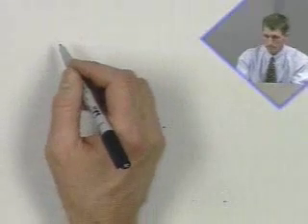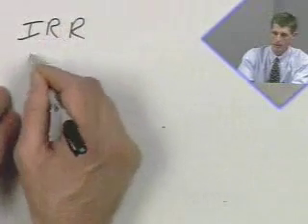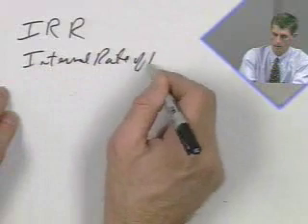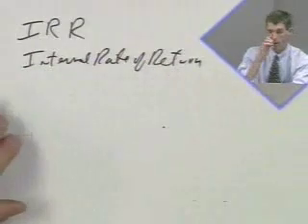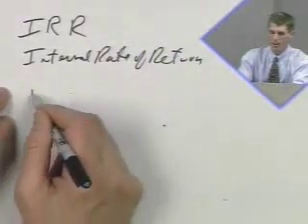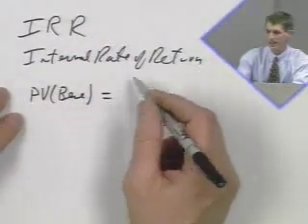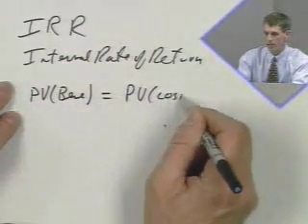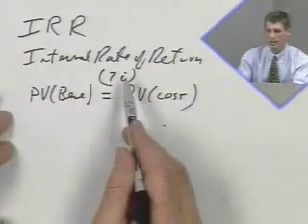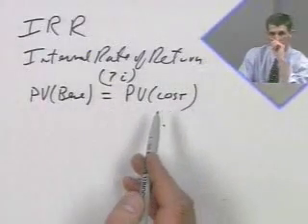Now, the next calculation we want to talk about is called the internal rate of return. And the internal rate of return is a situation where if we equate the present value of the benefits, set that equal to the present value of the cost, but we solve for the interest rate, that interest rate that equates the present value of the benefits to the present value of the cost is the internal rate of return.